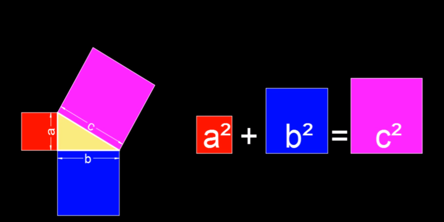This means that, if squares are made on each of the three sides of a right triangle, the biggest square has the same area as the sum of the other two. Now we will verify this with an example.